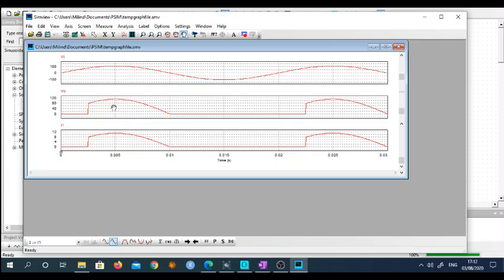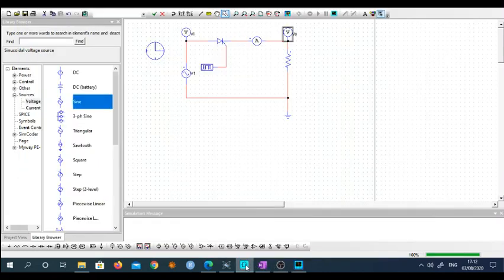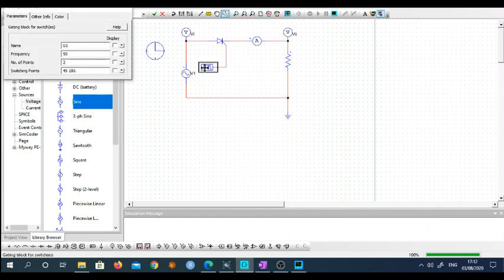Okay, because you see the output voltage divided by resistance is the current. So that's why the current value is around 11 amperes. Then the output voltage is around 110 volts. This is the input voltage.